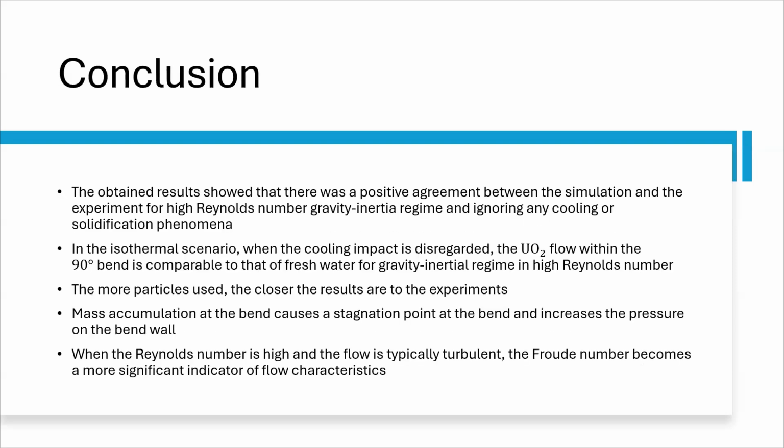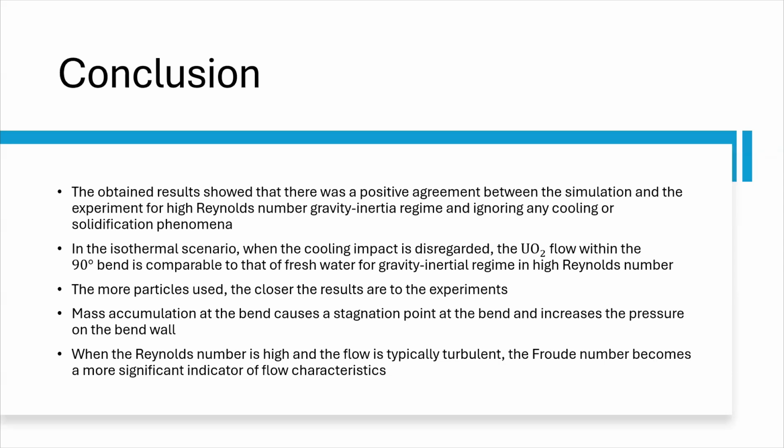For conclusion, first, the obtained results showed that there was a positive agreement between the simulation and experiment for the high Reynolds number gravity inertia regime, ignoring any cooling or solidification phenomena. Second, in the isothermal scenario, when the cooling impact is disregarded, the uranium dioxide flow within the 90-degree band is comparable to that of fresh water for the gravity inertial regime at higher Reynolds number. Third, the more particles used, the closer the results are to the experiment.